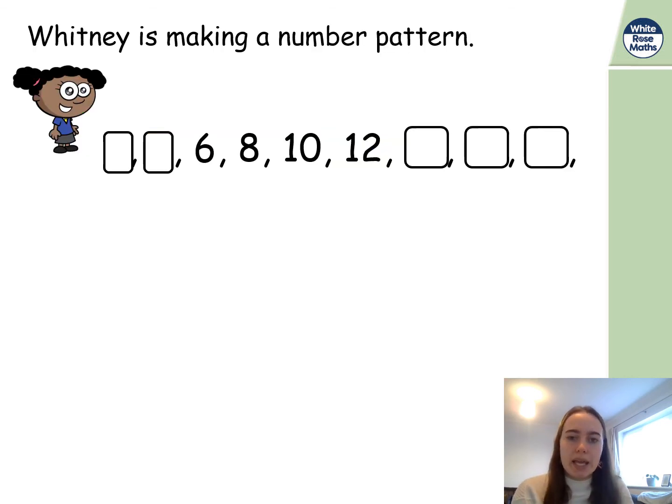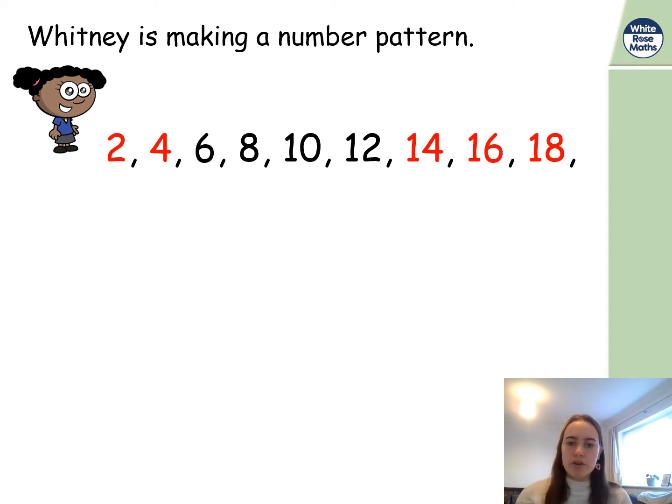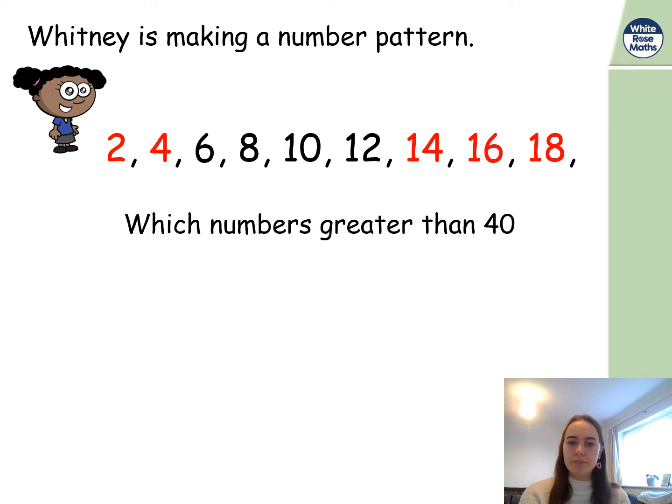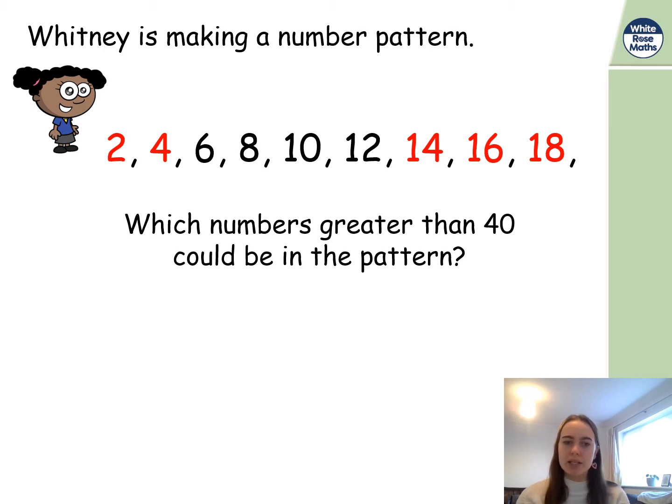So Whitney is making a number pattern. Notice she's already got 6, 8, 10 and 12. What do you think her other missing numbers could be? 2, 4 and then 14, 16 and 18. Which numbers greater than 40 could be in this pattern? So notice 2, 4, 6, 8, 10. They are all even numbers. They are all in groups of 2. Remember, even numbers, groups of 2. 2, 4, 6, 8, 10. And then that carries on, of course.